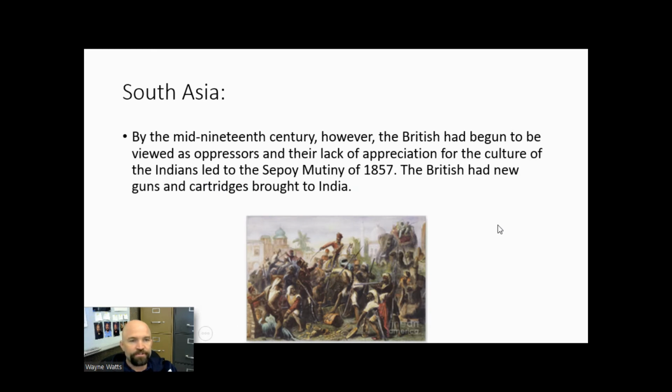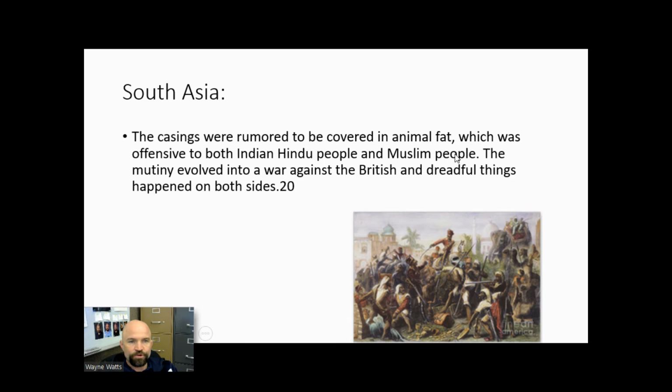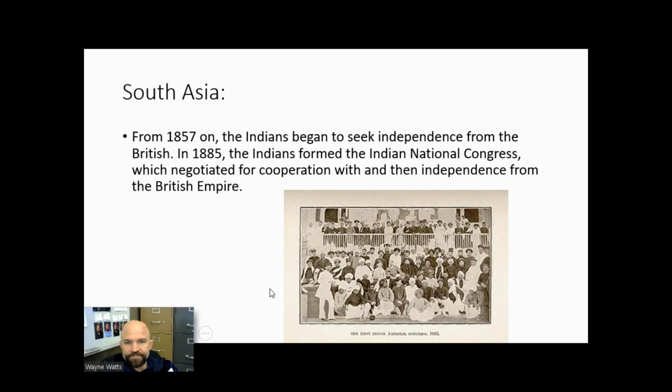By the 19th century, however, the British had begun to be viewed as oppressors, and their lack of appreciation for the culture of the Indians led to what we like to call the Sepoy Mutiny, or more often now, the Indian Mutiny of 1857. The British had new gun cartridges, and they had been brought to India. The casings were rumored to be covered in animal fat, which was offensive to both Hindu people and Muslim people. The mutiny evolved into a war against the British, and dreadful things happened on both sides. From 1857 on, the Indians began to seek independence from the British.